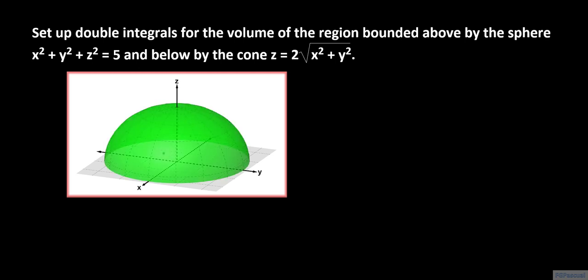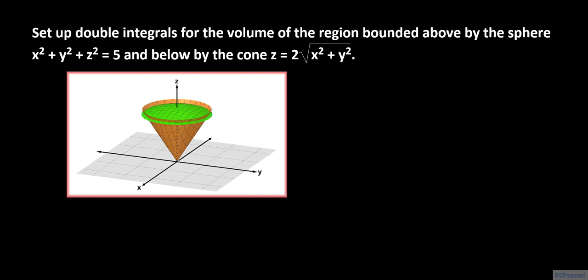On screen, we have the upper bounding surface, which is the upper half of the sphere with radius the square root of 5 and centered at the origin. The lower bounding surface, which is the cone z equals 2 times the square root of x squared plus y squared, can be seen punching through the hemisphere.